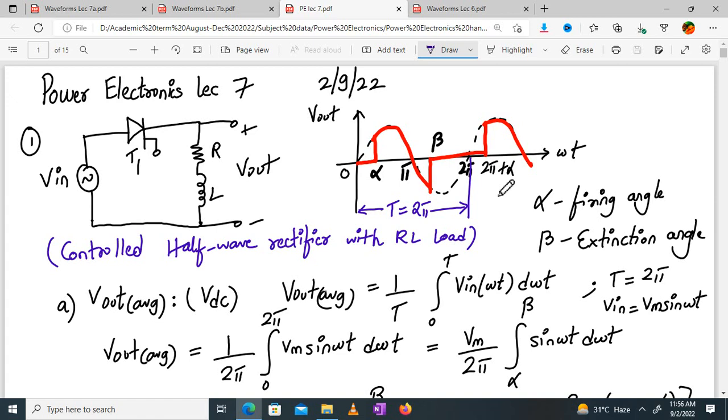See, that trigger pulse is under our control. But when is it naturally turning off? See, if we apply the trigger pulse at 2 pi, is there someone stopping us? We can apply, that is not a concern. But when is the circuit naturally turning off? Beta. From beta to 2 pi it is off. So what should be my circuit turn off time?